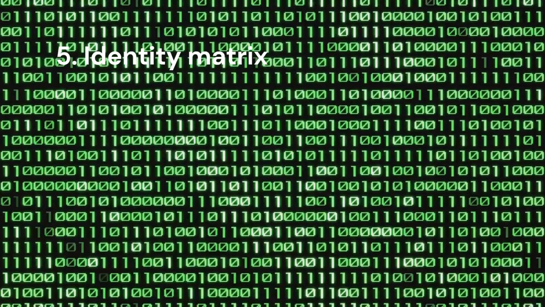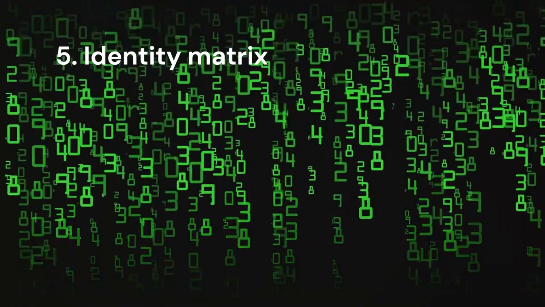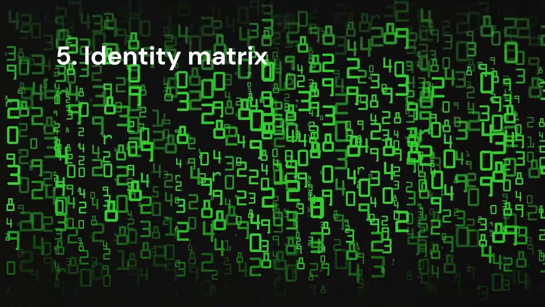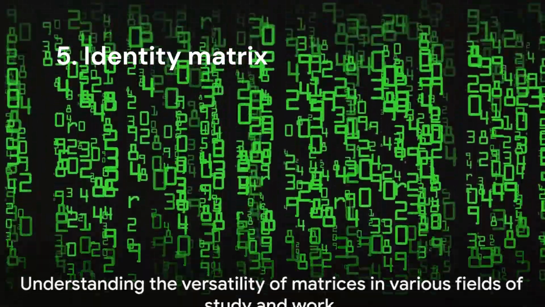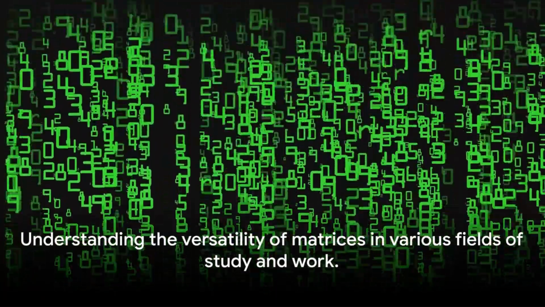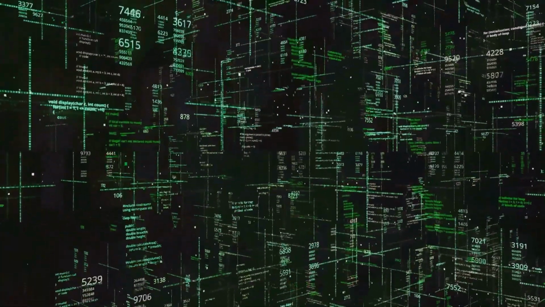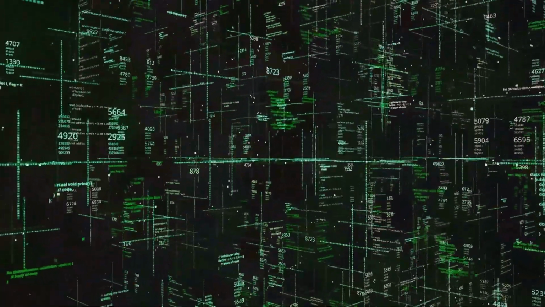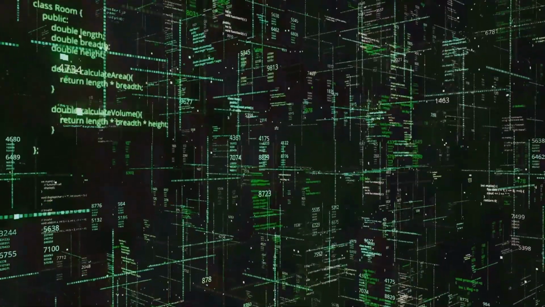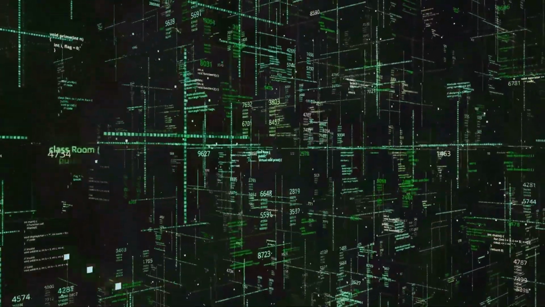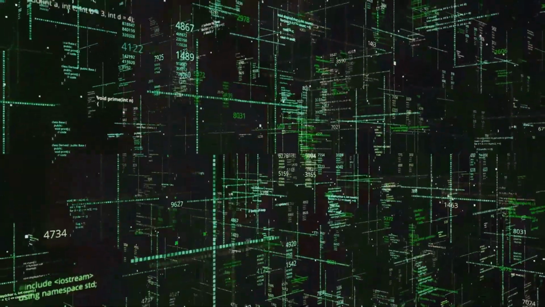Finally, we have the identity matrix, a special square matrix that acts like the number 1 in matrix multiplication. It's a square matrix with ones on the main diagonal and zeros everywhere else. It's quite the superstar of matrices. These different types of matrices give us the versatility we need in various fields of study and work. So, whether you're working in physics, engineering, computer science, or even art, there's a matrix out there for you, and now you're one step closer to understanding them all.